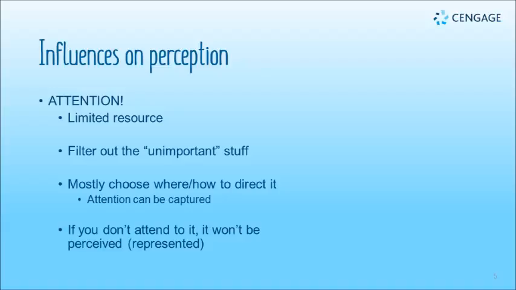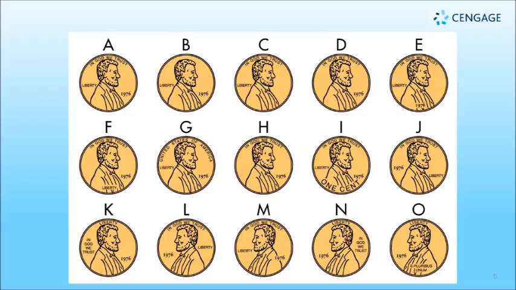Bottom line is that if you don't attend to something, it's not going to be perceived. You're not going to form a mental representation of it. Here's another example of that. Which of these represents a real penny? Now, I'm going to give you a few seconds to think about this while I go track down an actual penny so that I know the correct answer. Turns out it's A. I've done this in class a lot. Every time I do this, two of the most popular answers are G and I, although a lot of people also say J. So why does this happen?